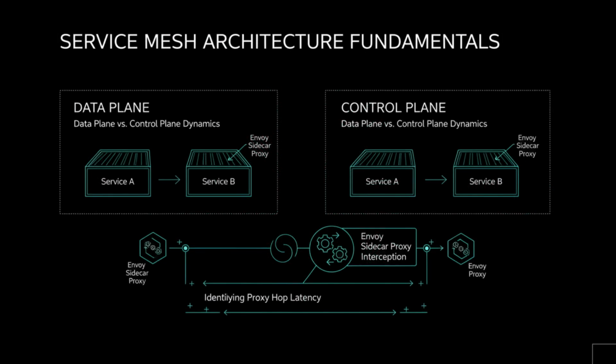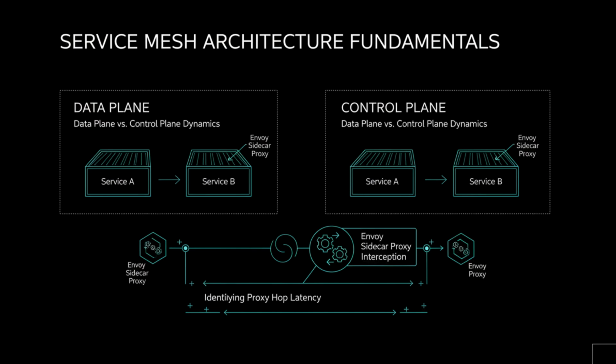To measure latency, we must first understand where it originates. In a standard service mesh like Istio or Linkerd, traffic flows through a data plane consisting of sidecar proxies, typically Envoy. These proxies intercept all inbound and outbound traffic. The control plane manages these proxies, but the actual latency occurs during the proxy hop. We must distinguish between the network latency between nodes and the proxy latency introduced by the mesh itself.